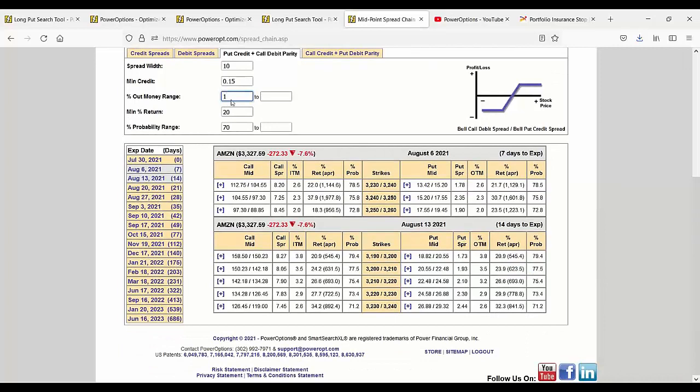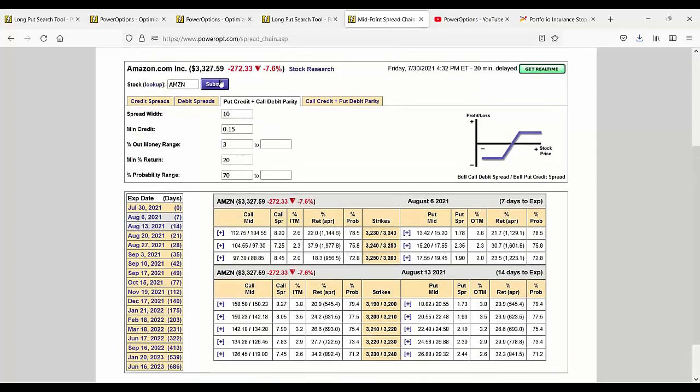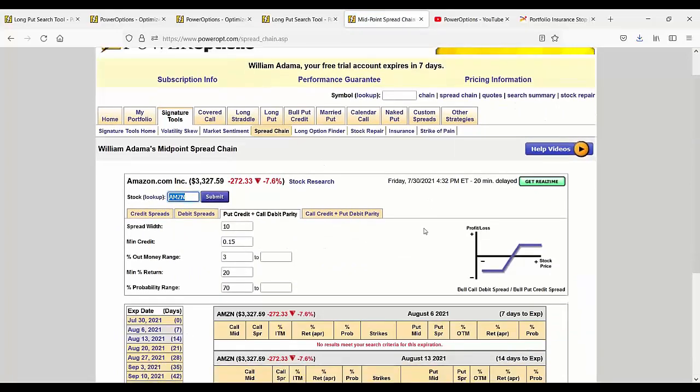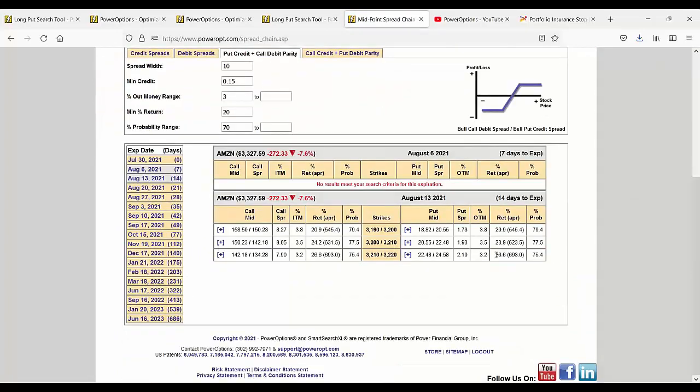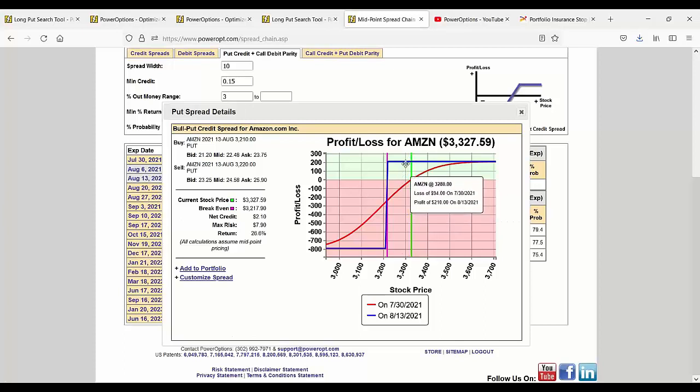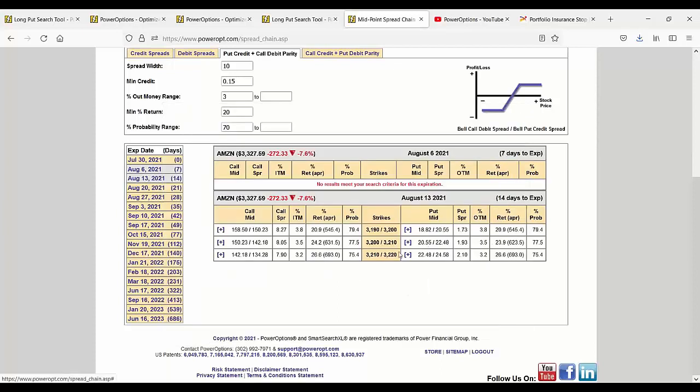When I go back up to 3% out of the money, we've got a 26% return with a 75% probability at 32.10, 32.20, bull put spread. Okay, so 33.27. And again, our strikes here are 32.20 for the sell, 32.10 for the buy.